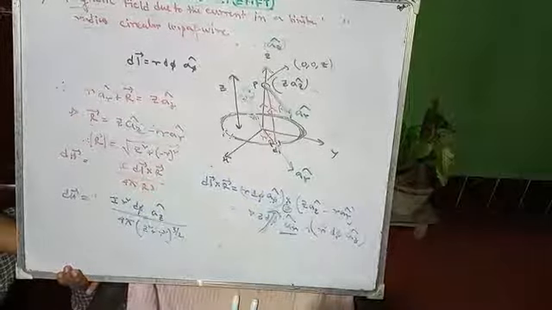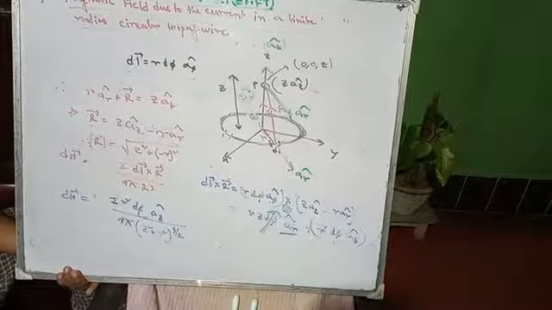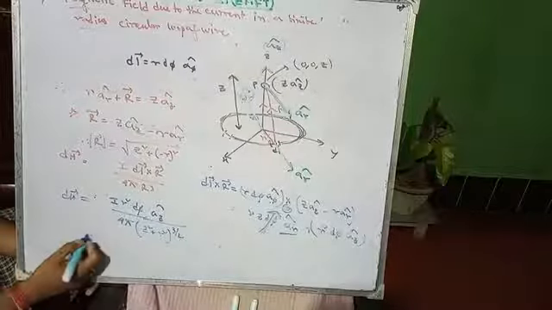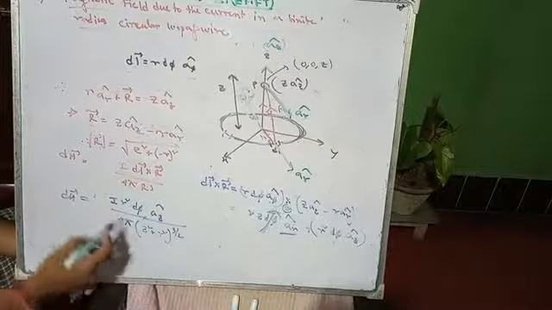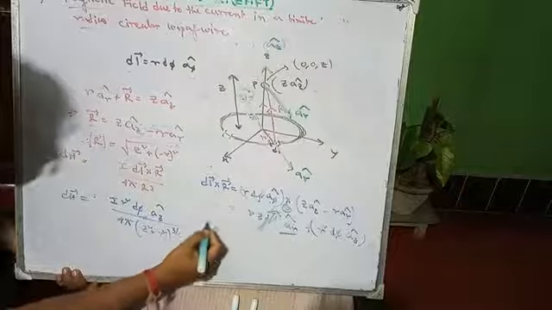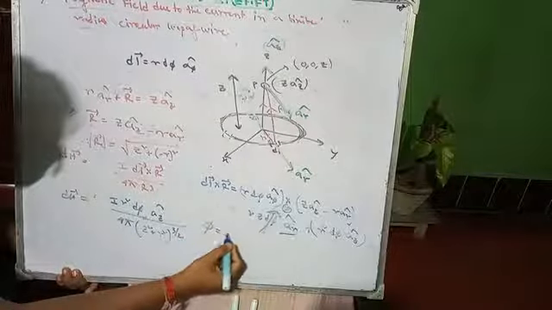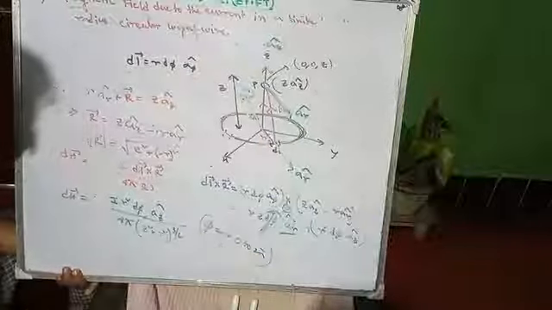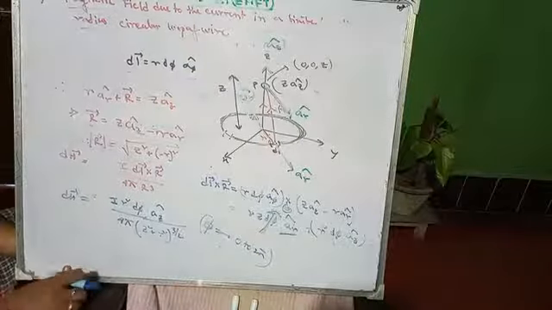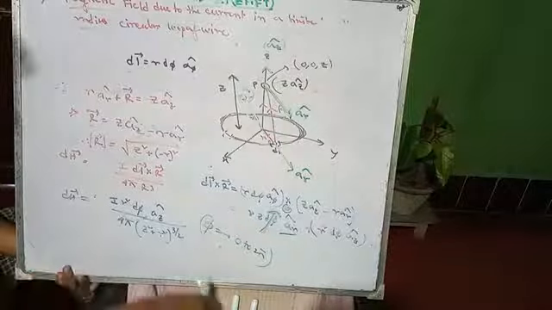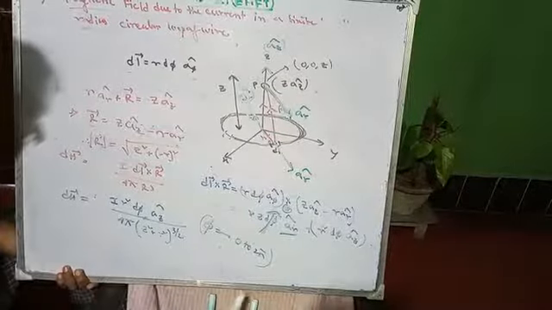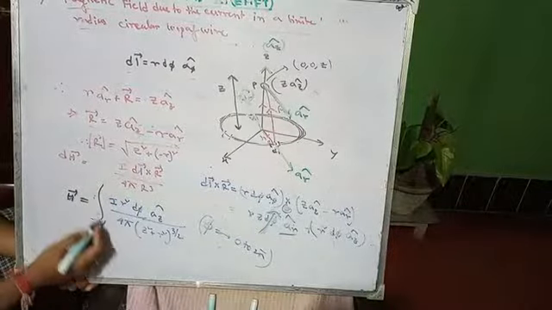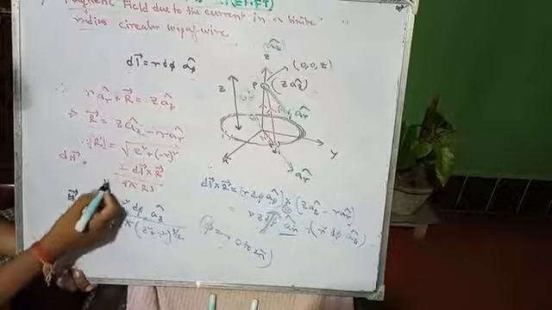Now we have to integrate it. So integrating over dφ, what is φ? φ is the azimuthal angle, and its range becomes 0 to 2π. So after integrating, what will be the result? You have the H vector, with the angle 0 to 2π over here.